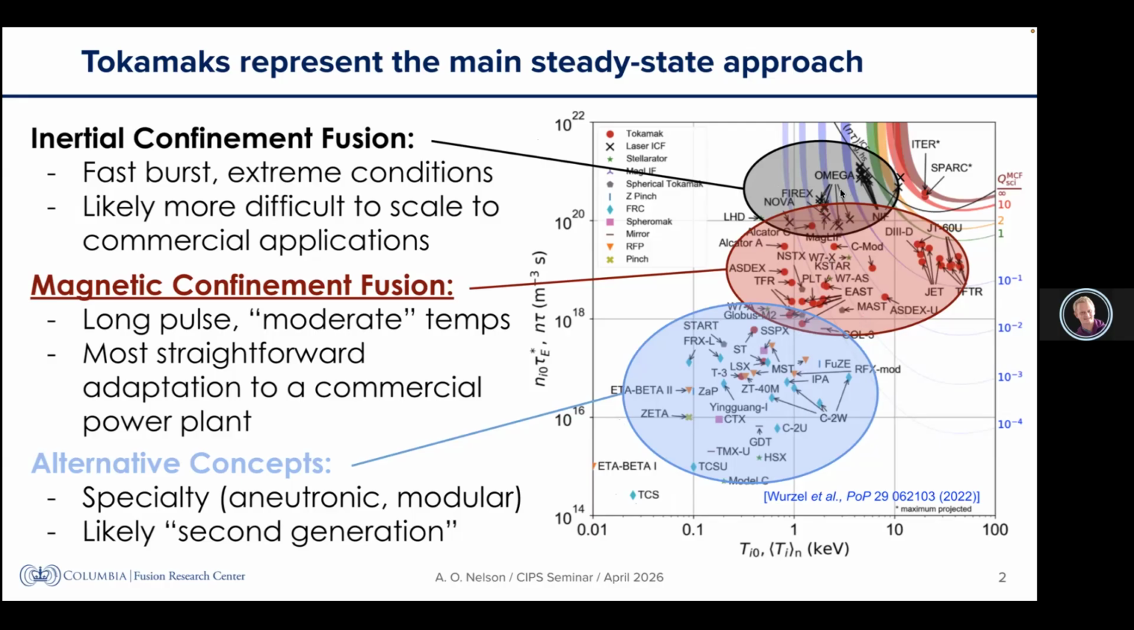There's the laser-based approach, which is what people at NIF in California and in Rochester are really focusing on. There's the magnet type approach, which is mainly led by tokamaks. You can see D3D here, which is a tokamak we'll be talking a lot about today. And then there's alternative concepts. So just to paint the scene, we're mostly talking about magnetic confinement fusion today, entirely talking about tokamaks.